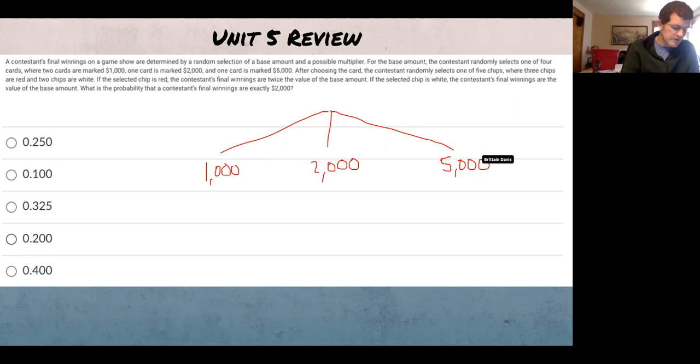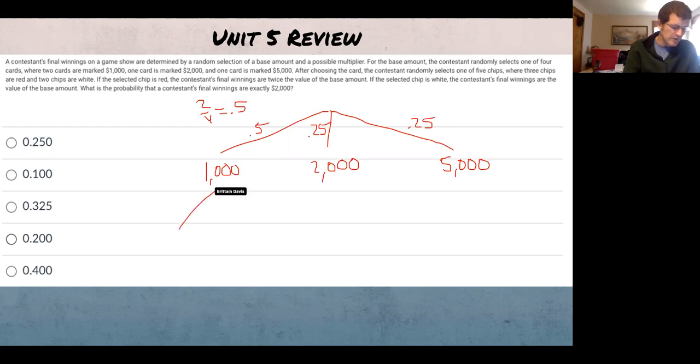And the probability, since there's four cards and two of them are for 1,000, is 2 out of 4, which means 0.5. So there's a 0.5 probability that I get 1,000. And then these other two are split evenly, so it's 0.25. There's one card for each. So those are the probabilities of that happening.